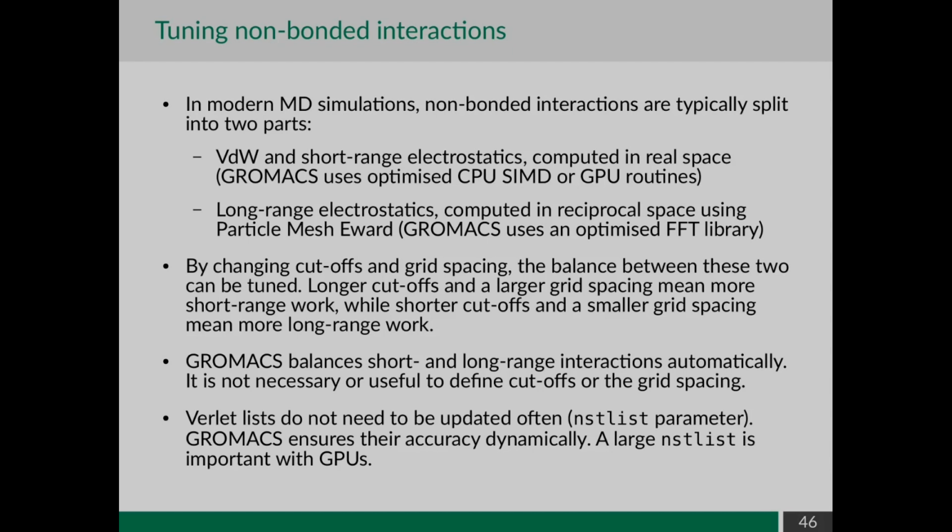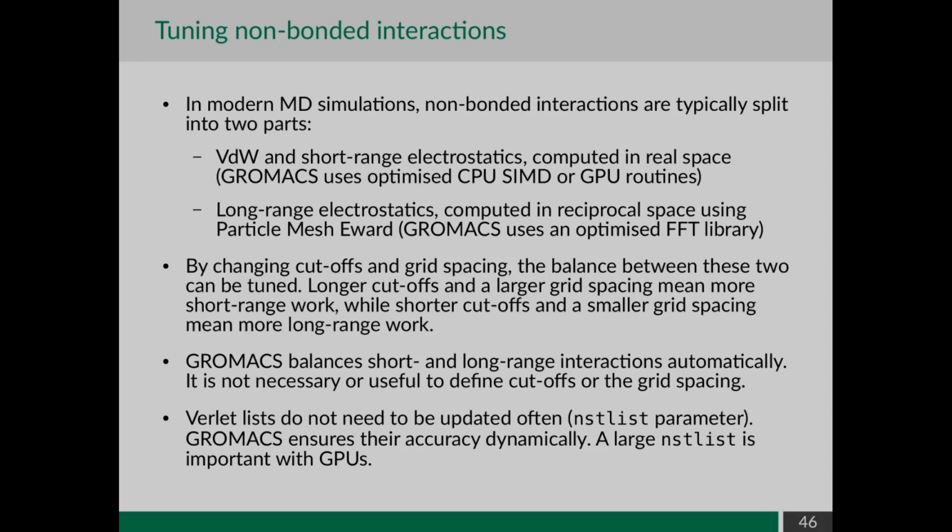The balance between long-range and short-range interactions can be tuned. If you have longer cutoffs and a larger grid spacing, that means you will have more short-range interactions to compute. Conversely, if you use shorter cutoffs and a tighter grid spacing, it means you have more long-range work to do. Gromacs will automatically balance the short and the long-range interactions so that there is no waste of computational time. For that reason, it is no longer necessary or even useful to define the cutoffs or the grid spacing in your MDP file, and it is better not to define them at all.